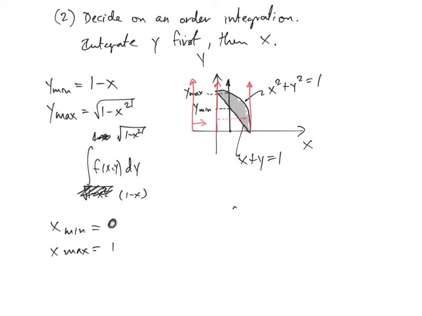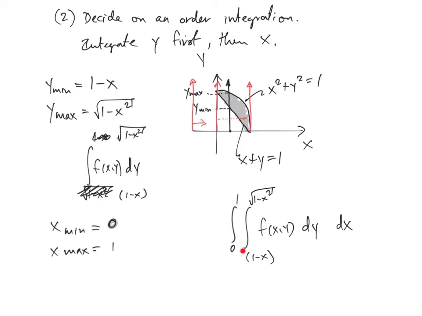So now my complete integral, f of x y dy first, then dx: y is going to go from 1 minus x to the square root of 1 minus x squared, and x is going to go from 0 to 1. I've got my integral set up now.